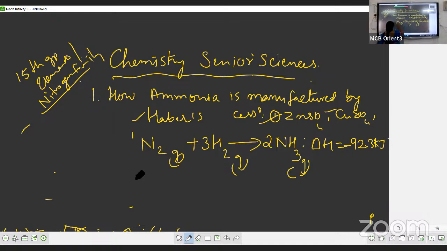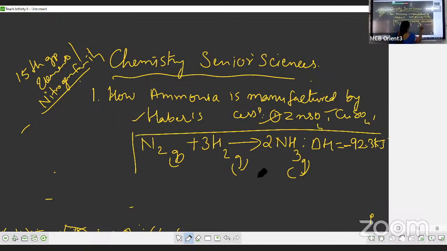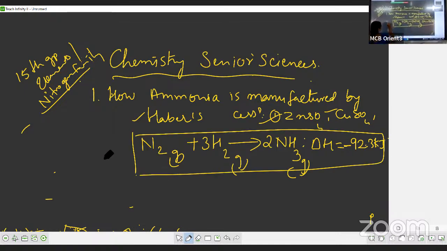So for writing this equation, you will get 1 mark. Okay, students. So you'll get 1 mark for writing this equation. So what is it that you have to write? Nitrogen reacts with hydrogen to give ammonia. Delta H is minus 92.3 kJ per mole. If you write this whole equation, you will get 1 mark.